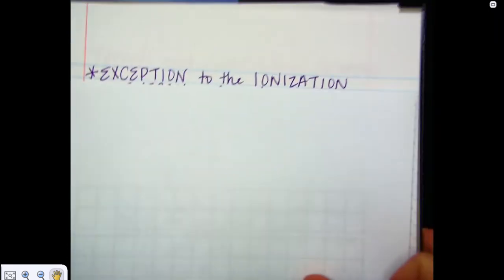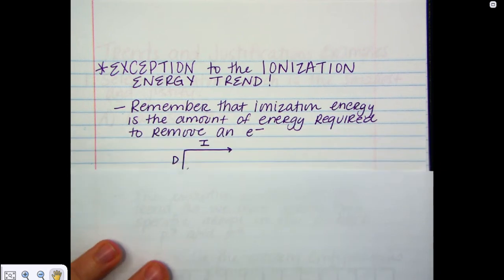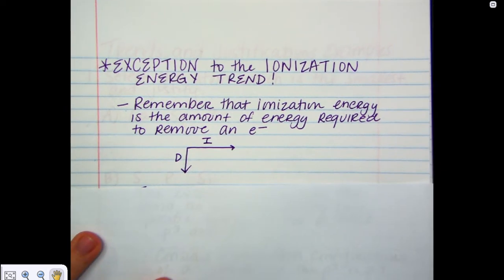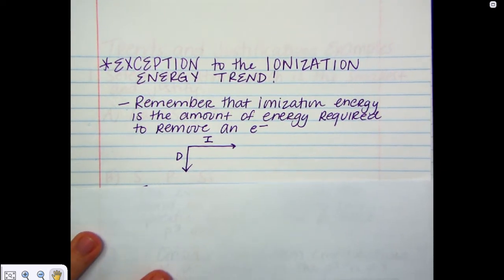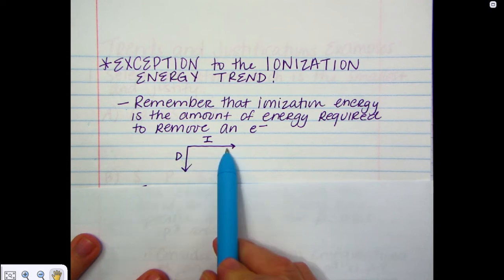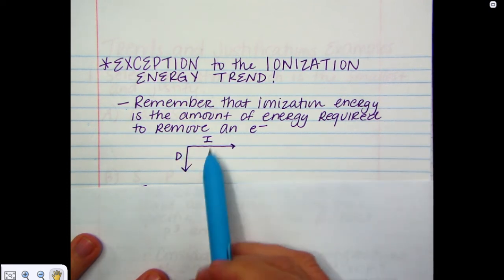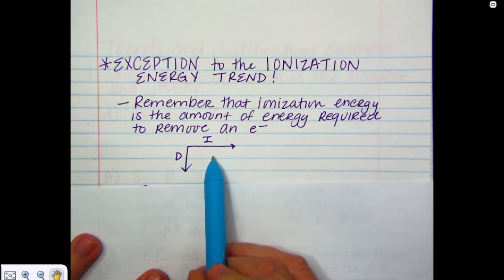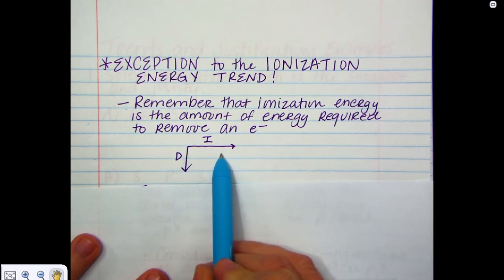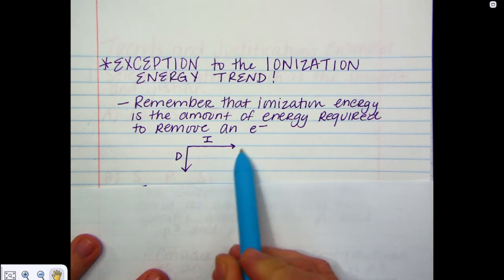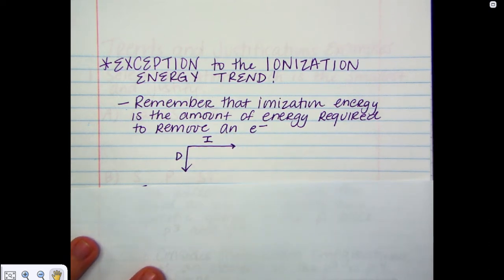So we're going to look at an exception to our ionization energy trend. So just remember to review. Ionization energy is the amount of energy required to remove an electron. And our general trend is as we go across, it increases, and as we go down, it decreases. And we know that the reason that it increases going across is because the Zeff is increasing, the pull of the nucleus is increasing. As the pull of the nucleus increases, it requires more energy to remove that electron.